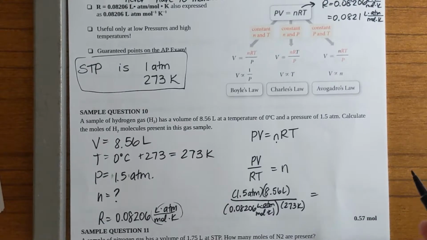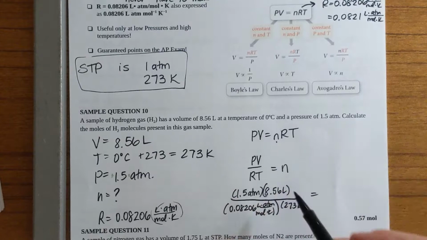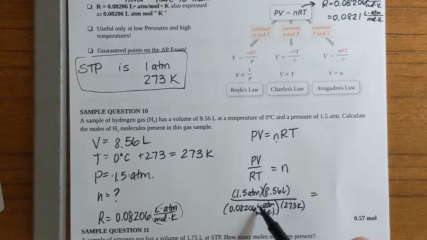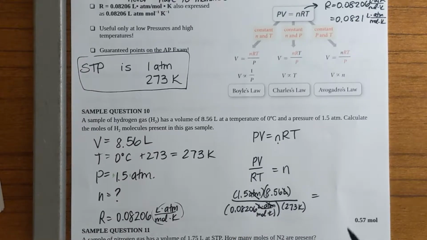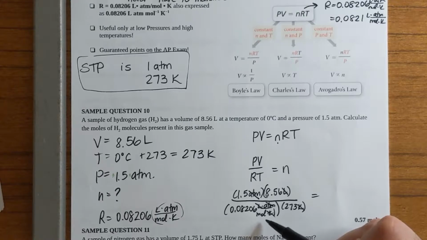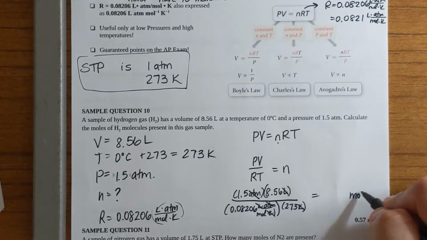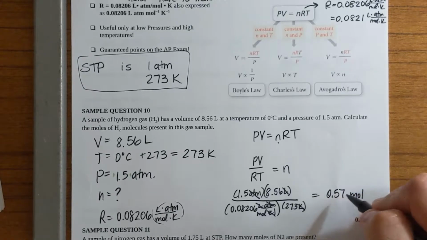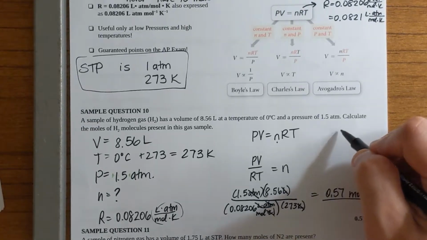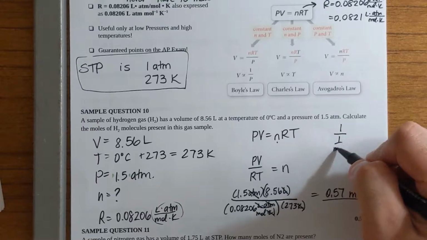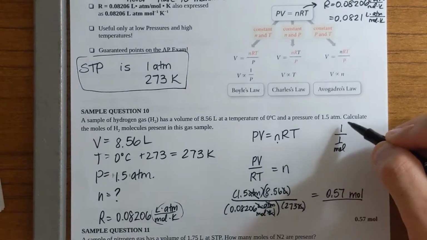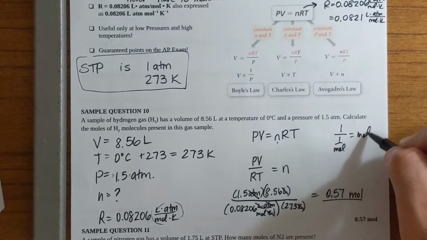If I plug all these numbers into a calculator, I should get 0.57, and I just wanted to show you how units cancel out. I have liters on the bottom and atmospheres on the bottom, and on the top, they cancel out. I have Kelvin here and Kelvin there, that cancels out. And then I have per mole on the bottom, which ends up on the top. So I am going to end up with moles, 0.57. Just to show you, I have 1 over mole here, and if I do 1 over mole, that's just mole.